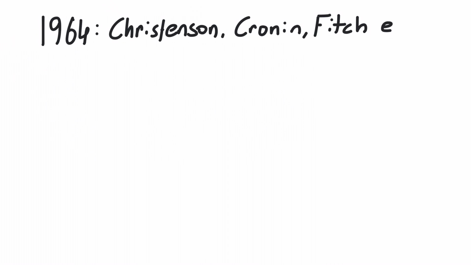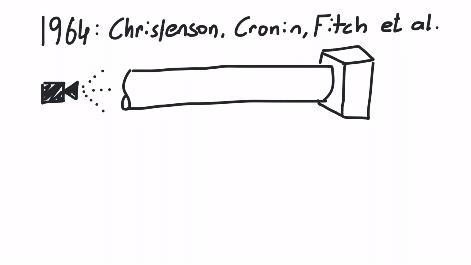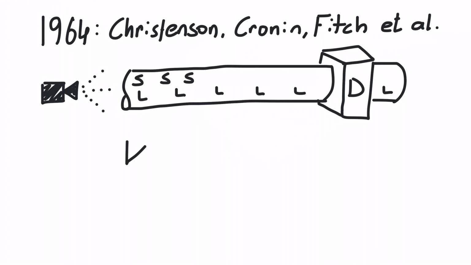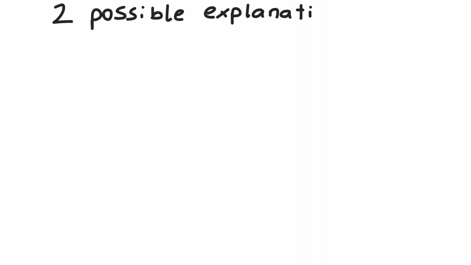In 1964, Christensen, Cronin, Fitch and others performed the following experiment. They let a neutral kaon beam propagate in a long tube. Since the K-long travels much farther than the K-short, they arrived at an arbitrarily pure K-long beam when reaching the detector. Much to their surprise, they sometimes measured a decay into 2 pions. This means that a K-long decayed into 2 pions, and the CP eigenvalue on both sides of the equation didn't match up. Nowadays, we have 2 possible explanations for this.